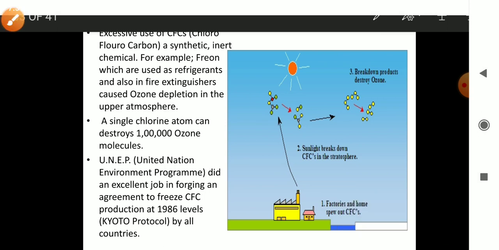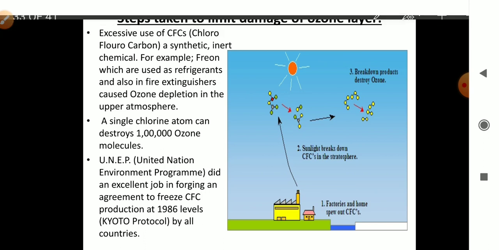But still there are many developing countries which might be using chlorofluorocarbons as a coolant. So this is still going on, but this has to be stopped, because if it is not stopped, then our life definitely will be under threat.